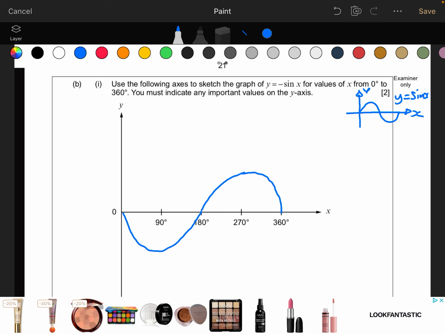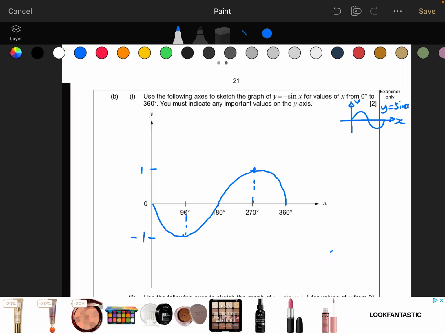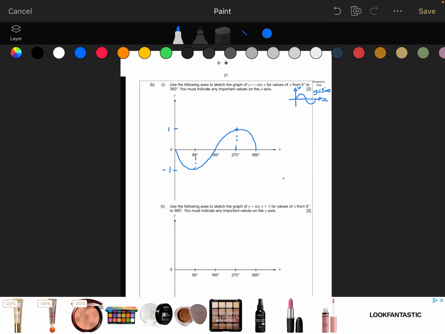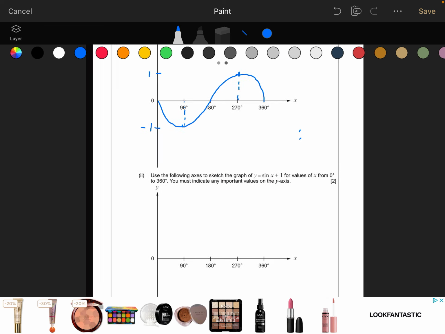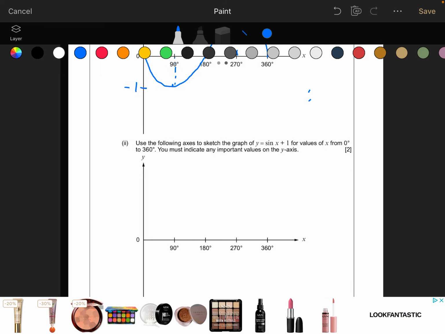You must indicate any important values on the axes. Well, that's 1 and that's negative 1. It's not particularly well drawn, that, but probably you need to make sure you show your maximums on there. Something like that, maybe. Okay, so that gives me a rough approximation with labels drawn on.